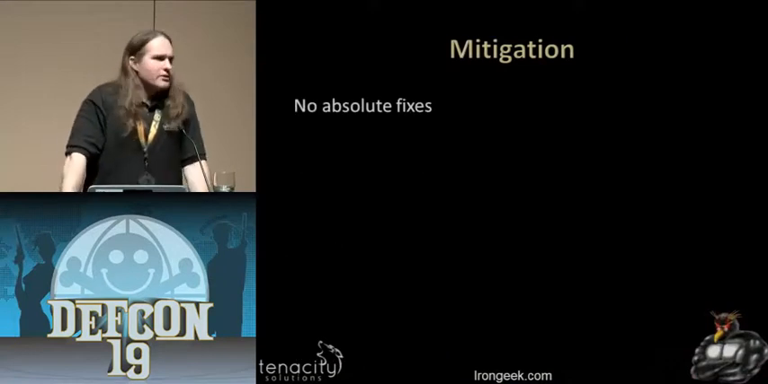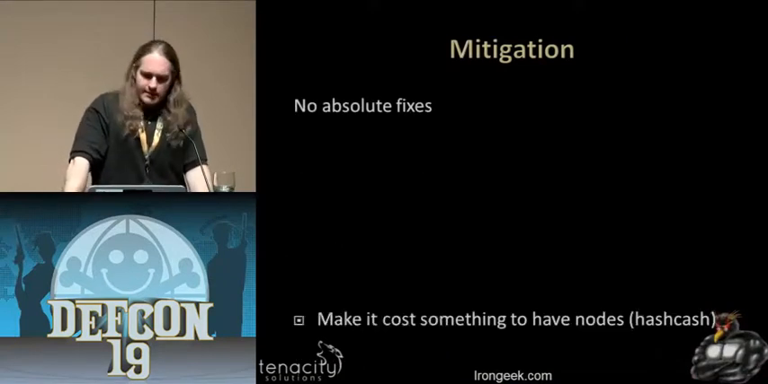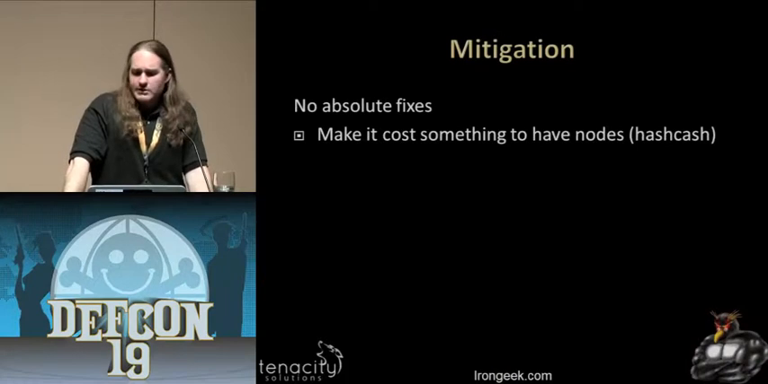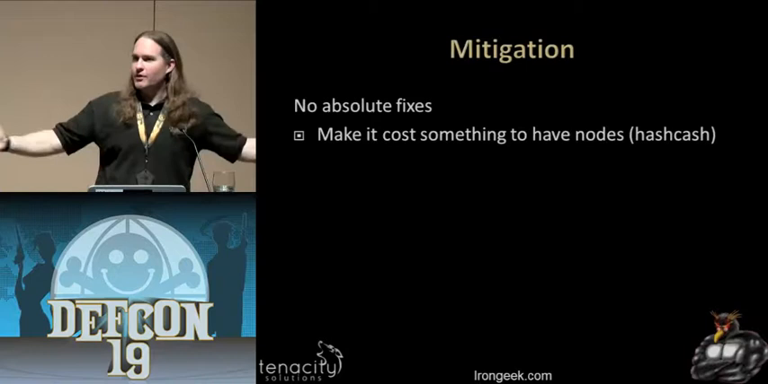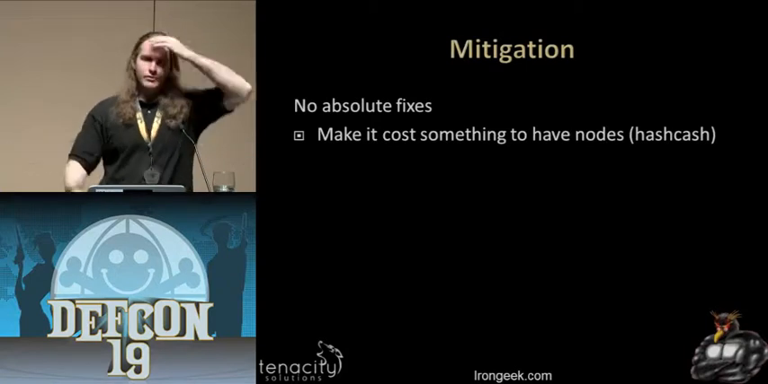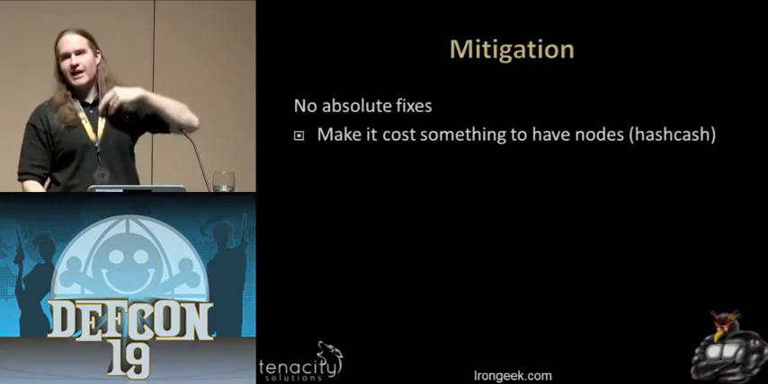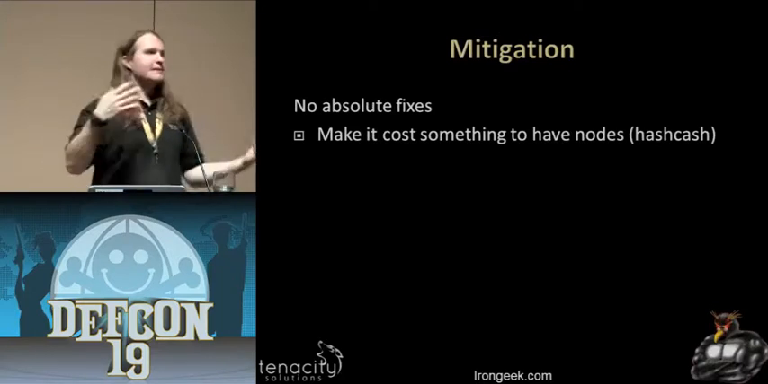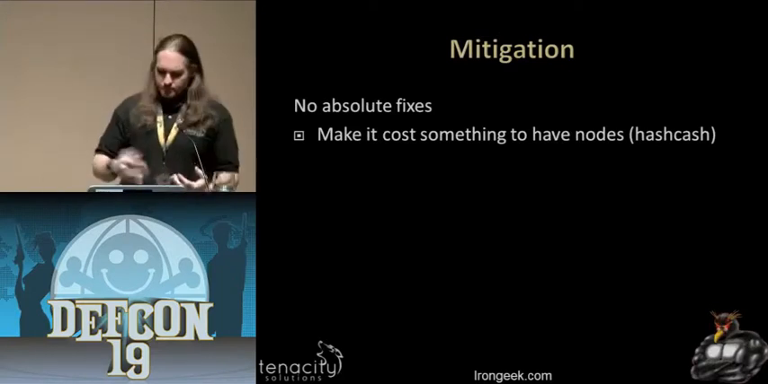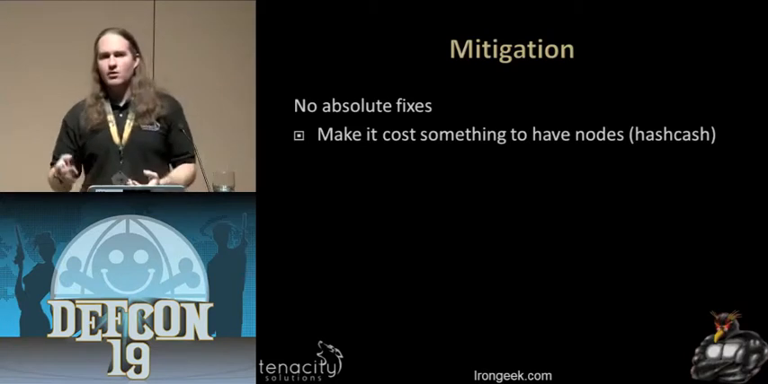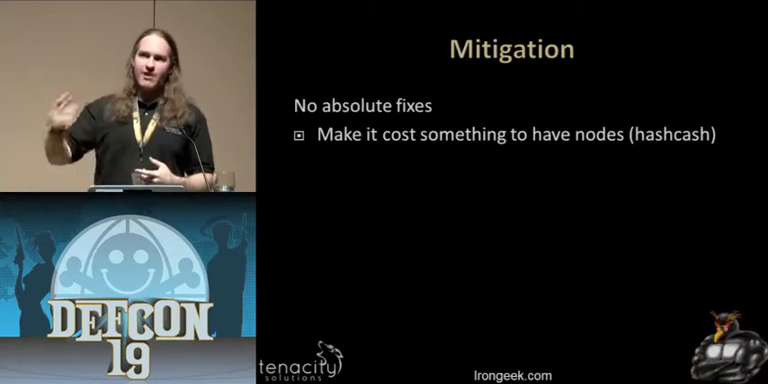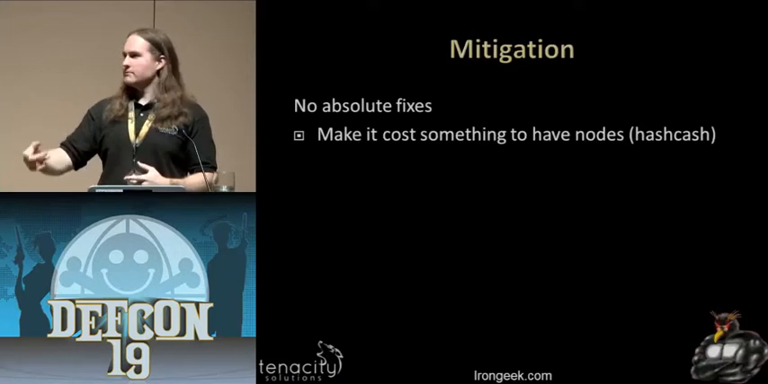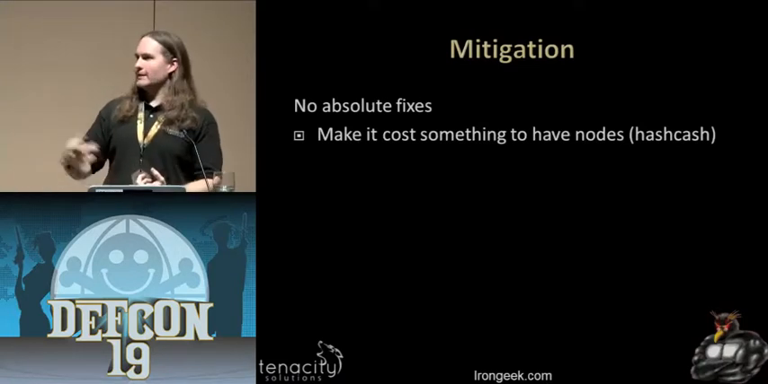Now, there's no absolute fixes out there for Sybil attacks. You can make it cost more to have nodes in the network so that someone can't spin up 5,000 nodes to try to manipulate it. Do it using some kind of proof-of-work algorithm like hashcash. How many people are familiar with Bitcoin? Bitcoin is a similar concept. You have cryptographic problems that are easy to check whether or not someone got them right, but hard to actually calculate, or take longer to calculate CPU-wise.